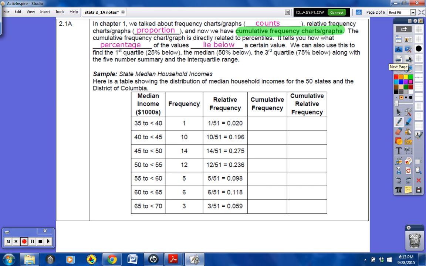Also in chapter 1 we talked about frequency charts, or frequency tables, and that's when we were doing the counts, how many people or individuals fit in that certain category. Then we talked about relative frequency charts, where we have a proportion, or we turn it into a percentage. But now we're going to start talking about cumulative frequency charts. So how many altogether are below our value? It's kind of going in line with that idea of percentile. So we have a table showing the distribution of median household incomes.